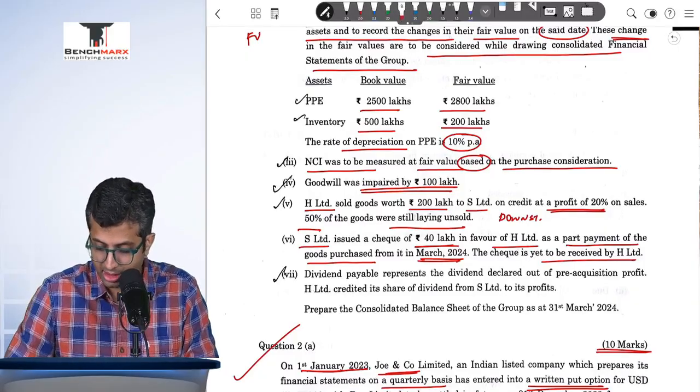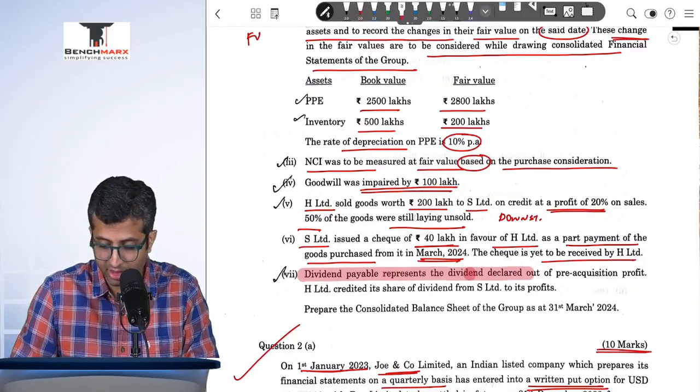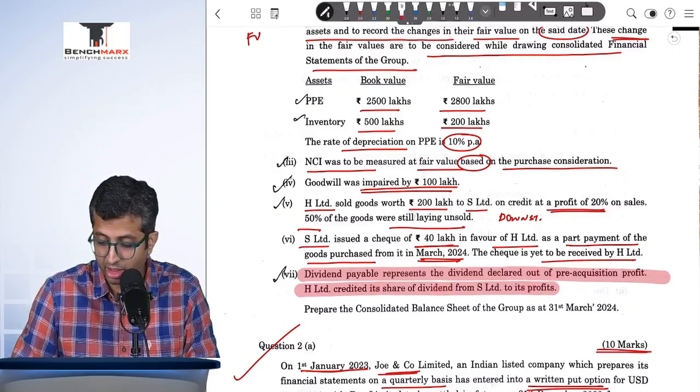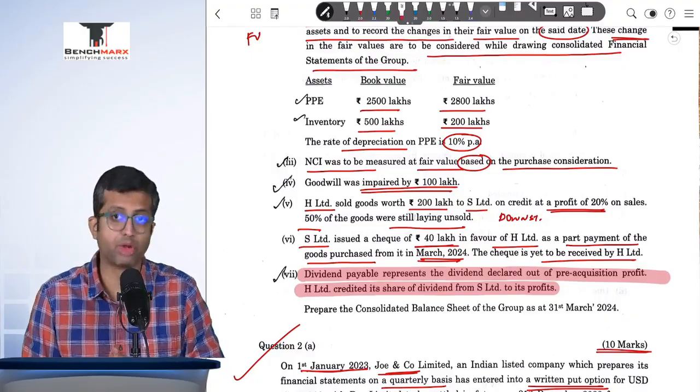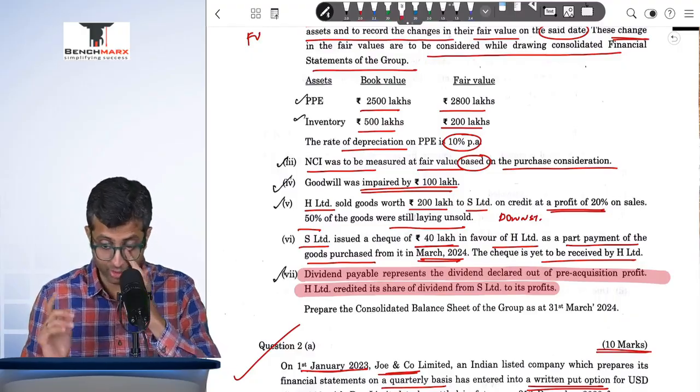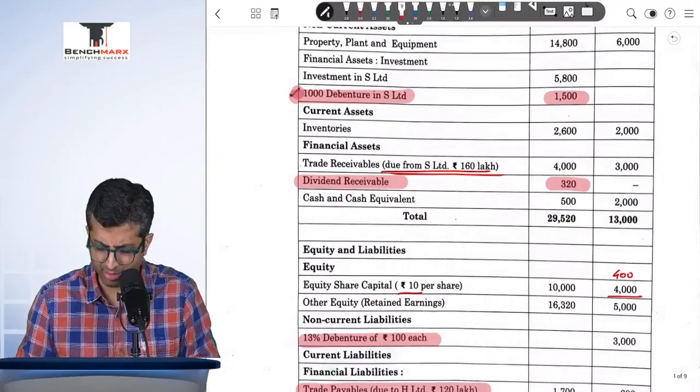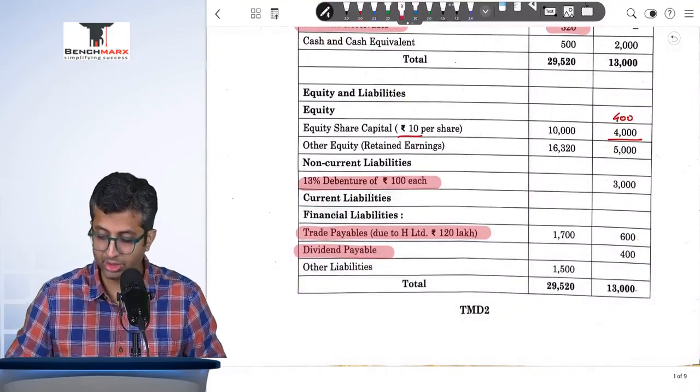Okay, and this dividend payable represents the dividend declared out of the pre-acquisition profits. H has credited its share of dividend from S to its profit and loss account. So we will have to see what is to be done with dividend payable. There is a separate ledger of dividend payable which is appearing.